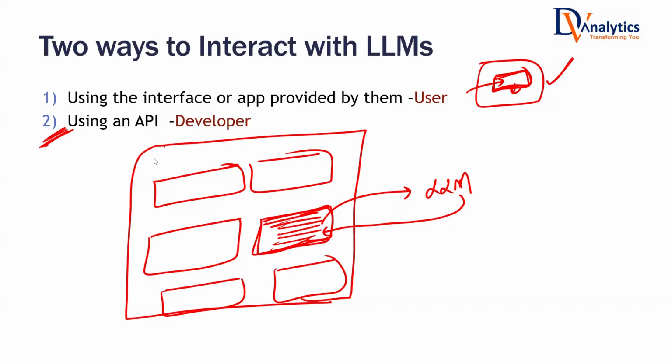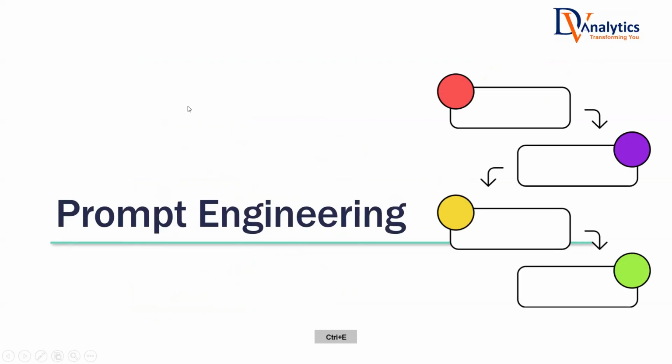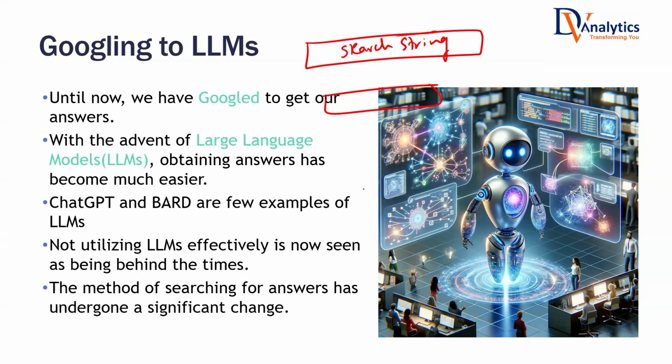When you are working with large language models, you need to be a little careful. Since they are very powerful, you have to interact with them in a very structured, planned manner. We have the habit of going to Google for every question. Earlier, if I had a question, I would go to Google and type a search string. Google is a search engine. It will look for all the websites that may have content related to your search string, and all these websites are suggested to you.